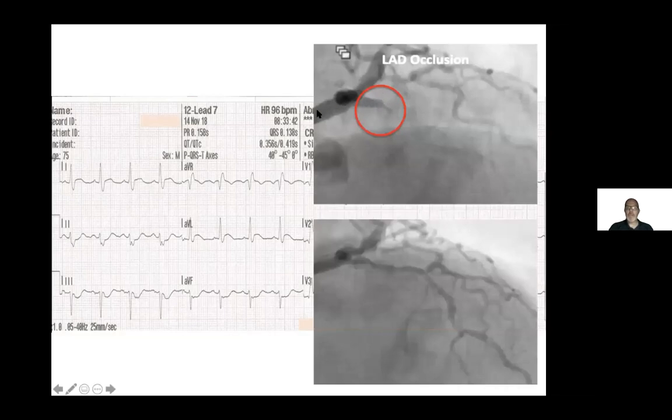So if you look at this angiogram right here, and by no means am I an angiography expert, this is the left main coronary artery right here, and this is the circumflex. So we completely stumped off the LAD right here.